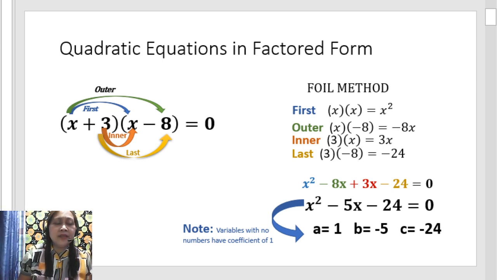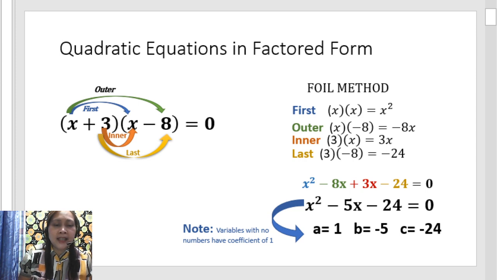Now our first term is x times x, so that is x squared. Our outer term, x times negative 8, is negative 8x. In our inner term, 3 times x, that is 3x. In our last term, 3 times negative 8, that is negative 24. Now, we will combine all the products that we had using the FOIL method, and that is x squared minus 8x plus 3x minus 24 is equal to 0.